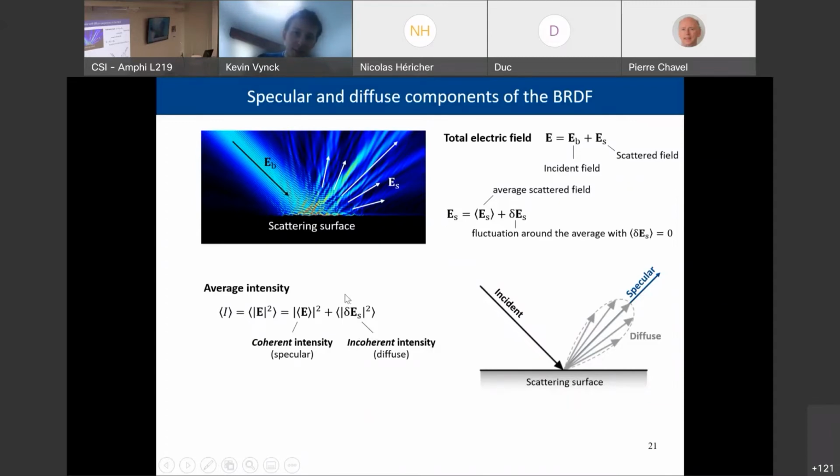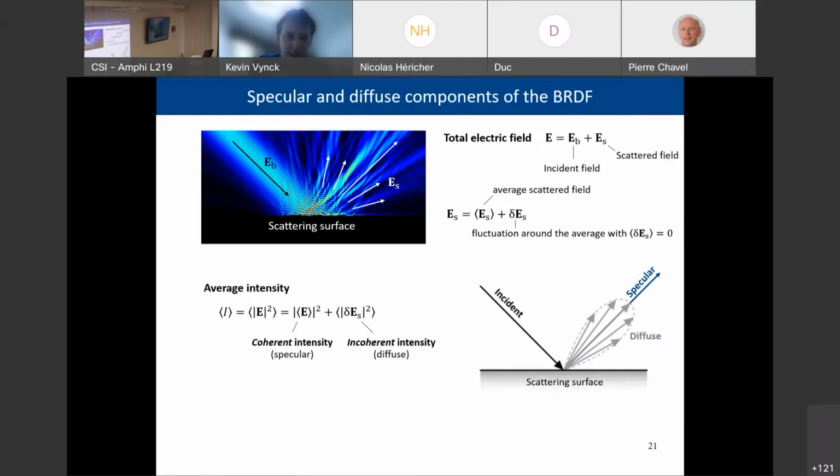So a bit of explanation of that. The coherent intensity, if you develop this term in terms of the incident field and the average scattered field, you see that you have an interference between the incident field and the average scattered field. The coherent intensity is actually the component that will give you the specular component, the specular reflection of the surface.